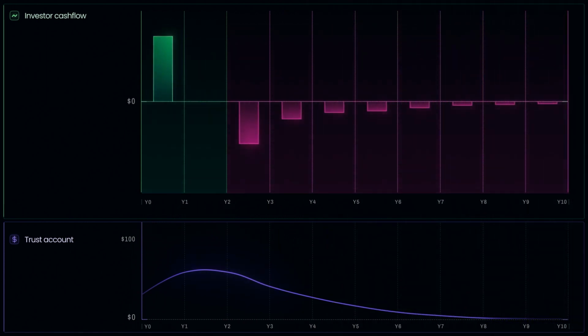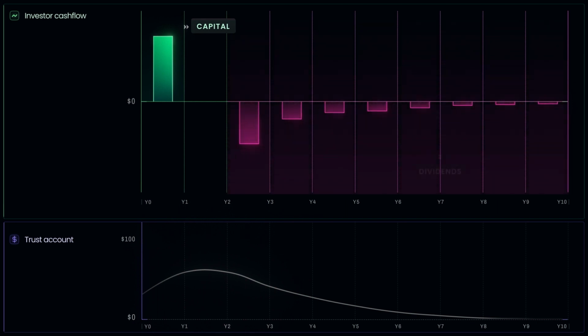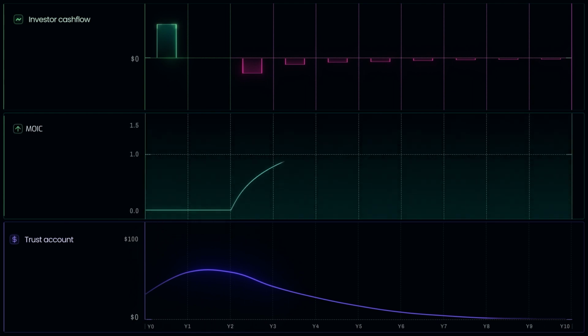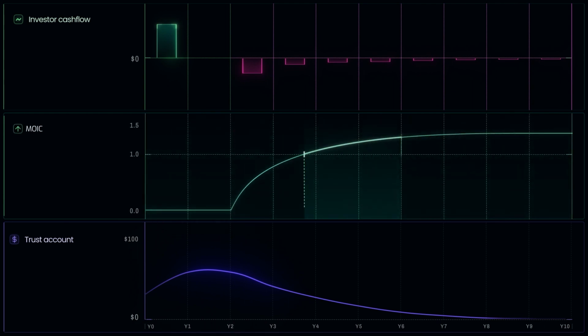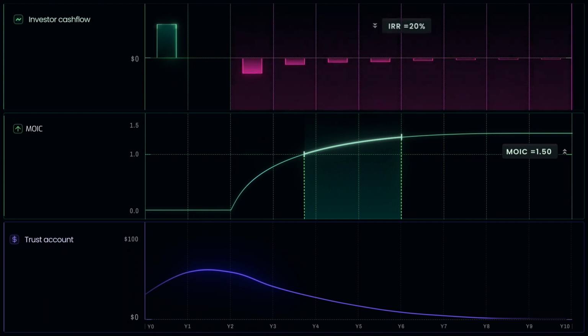As a result, the investor cash flows involve an upfront investment at time zero and a decreasing pattern of dividends over the next 2 to 10 years until all claims are paid, and the trust account goes to zero. However, most of the initial investment plus dividends are received within 5 years, as can be seen in the development of the multiple on invested capital, or MOIC for short. These cash flows have an attractive internal rate of return, or IRR.